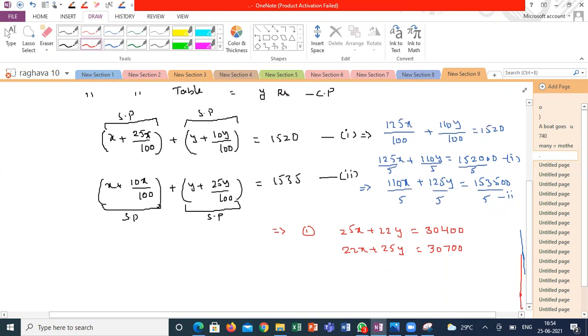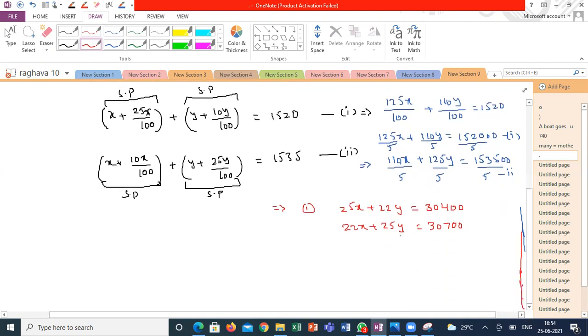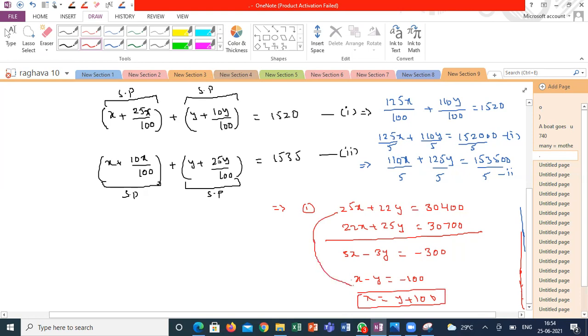Instead of multiplying and substitution, I am going to give you one more, slightly different way. If I subtract both the equations, I will get 3x minus 3y is equal to 300 minus 300. So from here, x minus y is equal to minus 100, so x is equal to y plus 100. Substitute this x is equal to y plus 100 in any one equation, and you will get the y value.